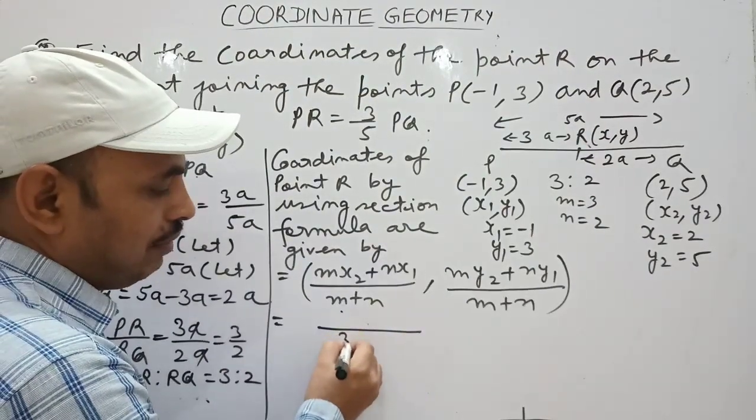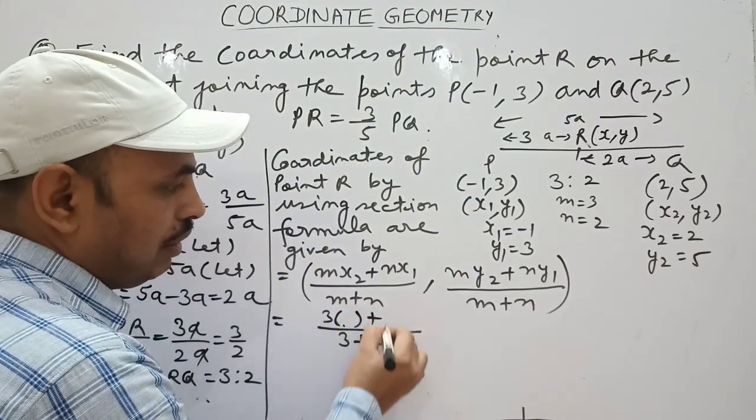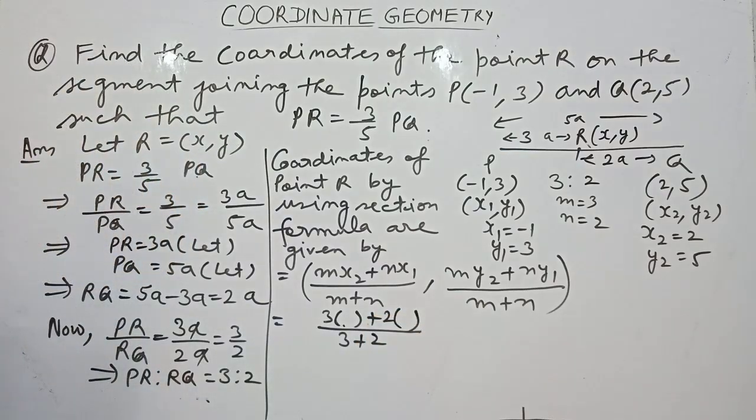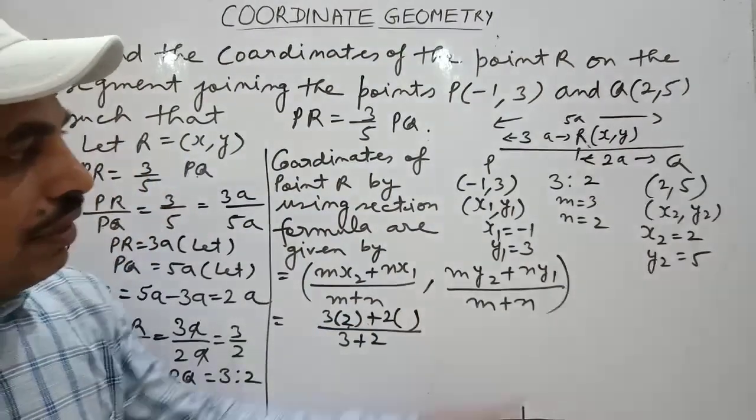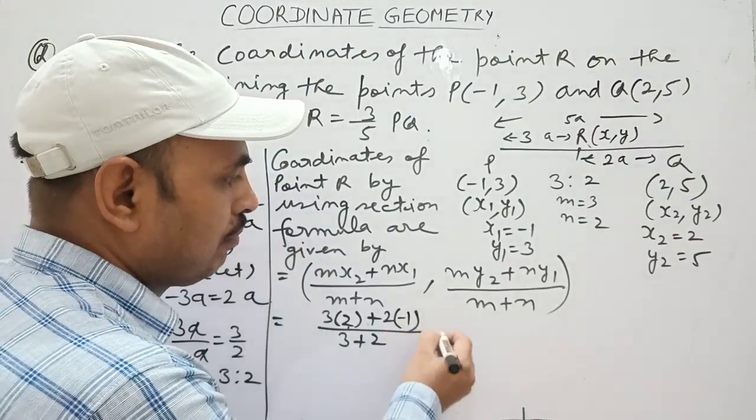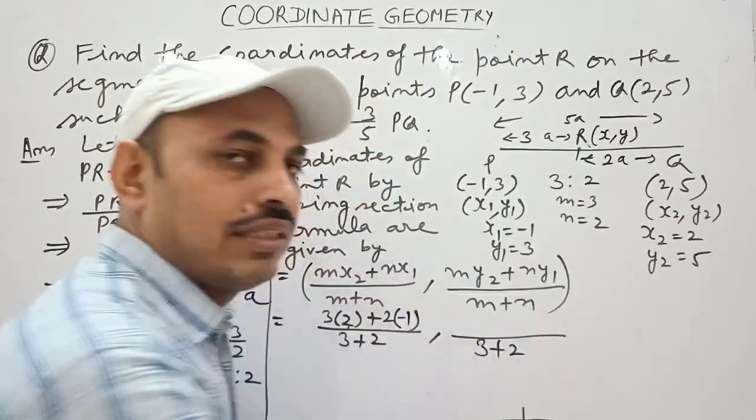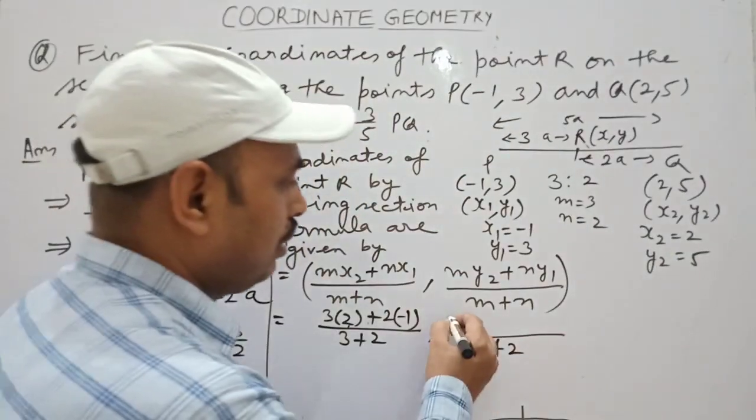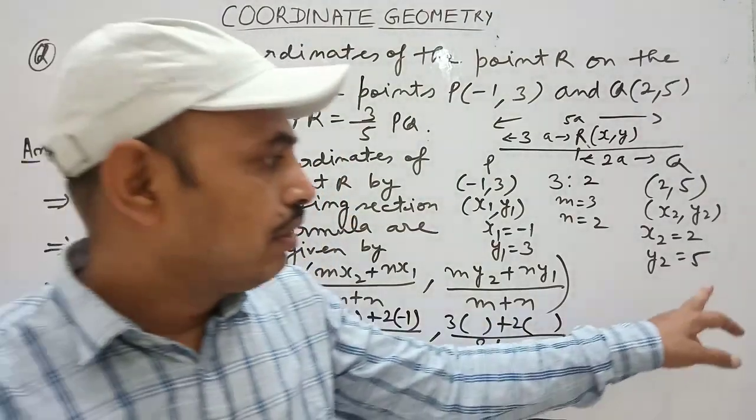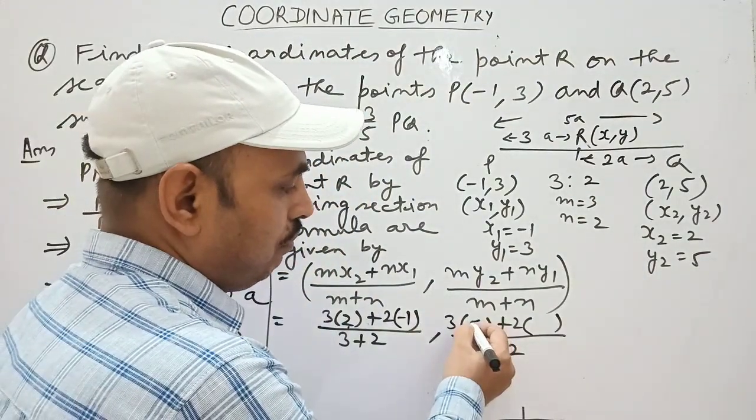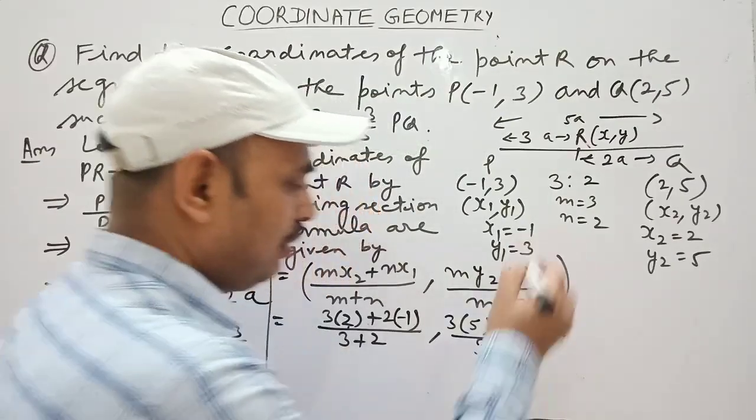What is m? m is 3. What is n? n is 2. 3 into x2 plus 2 into x1. What is x2? x2 is 2. And what is x1? x1 is minus 1. Upon m plus n, 3 plus 2. So 3 into y2 plus 2 into y1. What is y2? y2 is 5. What is y1? y1 is 3.